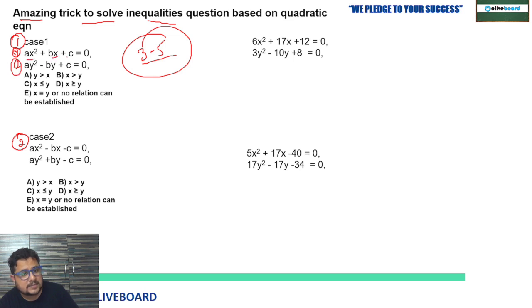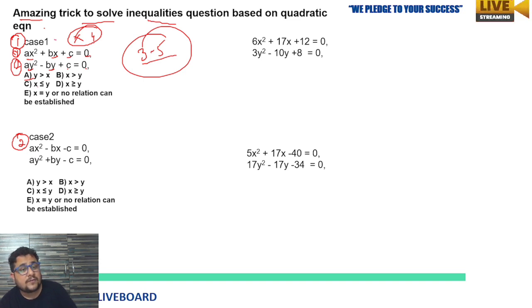So, ax square plus bx plus c equals 0, and ay square minus by plus c equals 0. Generally, in questions like this, they ask you to find the relation between x and y, or quantity 1 and quantity 2. Two quadratic equations will be given and you have to compare them. The options are: y is greater than x, x is greater than y, x is less than or equal to y, x is greater than or equal to y, and option E, x is equal to y or no relation can be established.